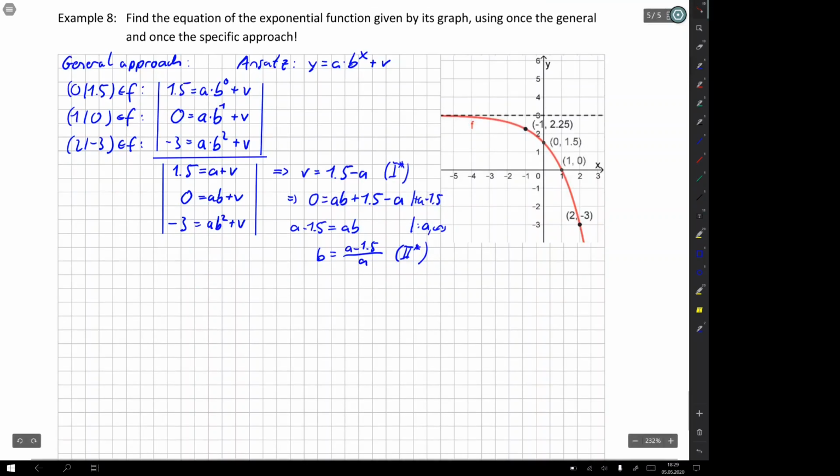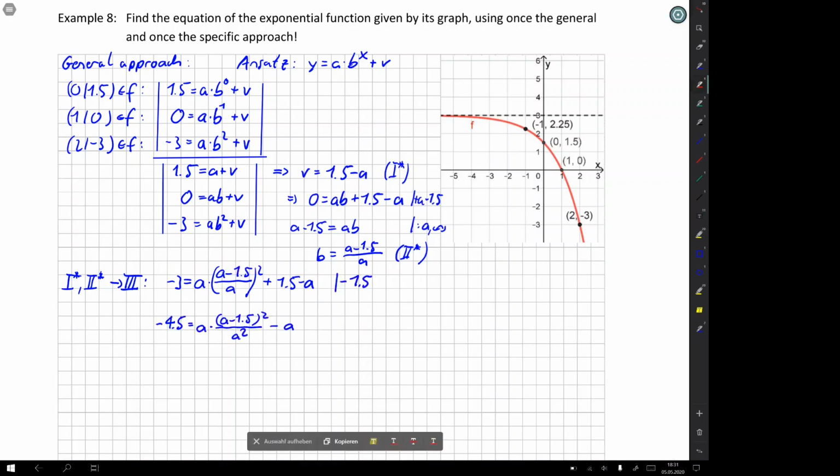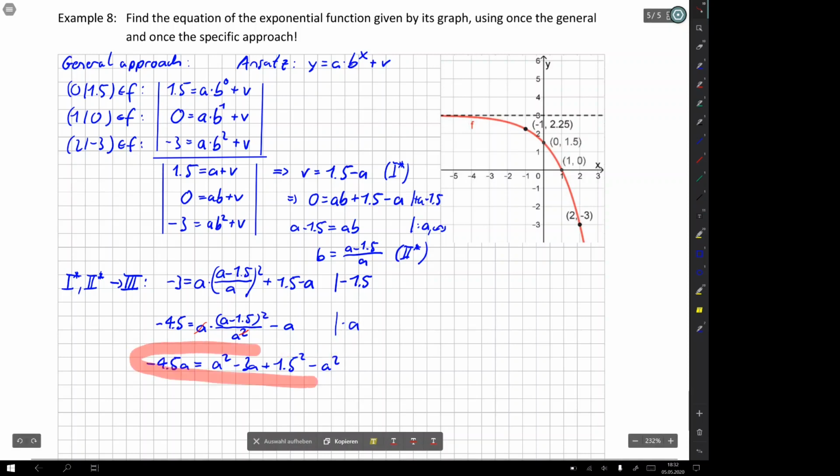Let us call this 2 star here, and now we insert the 1 star and the 2 star into the third equation. Sorry, this one here. And we get this expression here. Now let's expand the square and subtract the 1.5 here. We get this equation. Now we can cancel out this a and the a squared here, and we multiply both sides by a. And at the same time, we expand this expression using the binomial formula. So we get this equation here.